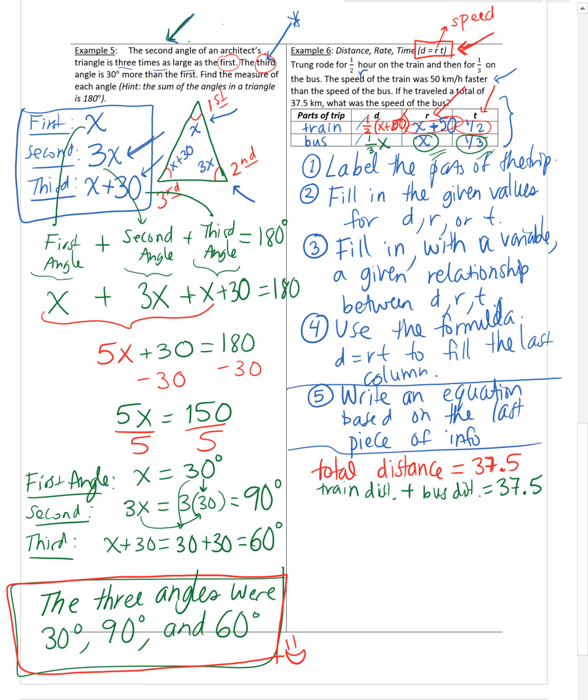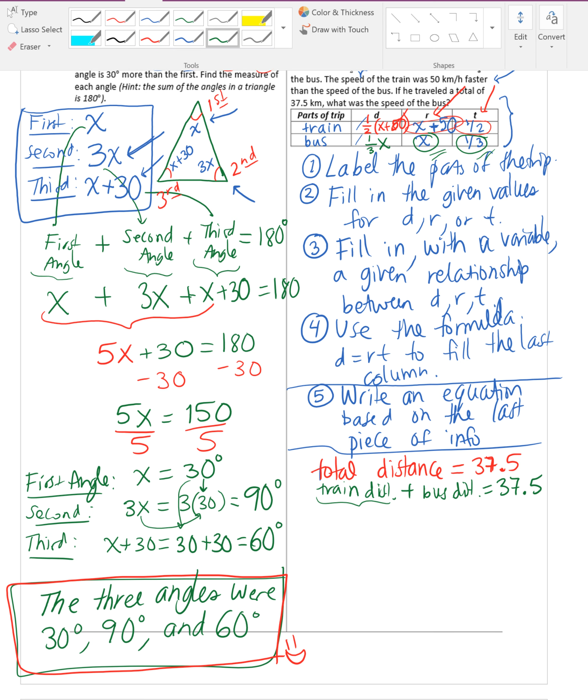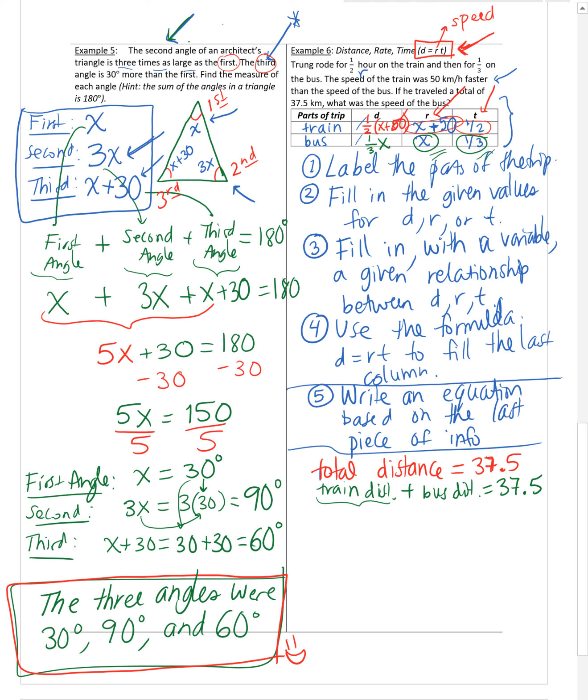Okay. But the train distance, we gave that a name, right? Above in the box, we said the train distance was, what was it? Here in the red, 1/2 x plus 50. That was one of the last things we filled in the formula. And the bus distance, if I look at the last row of that box, the distance for the bus was 1/3 x. So I'll fill those in. It says those together, Adam, is 37.5.